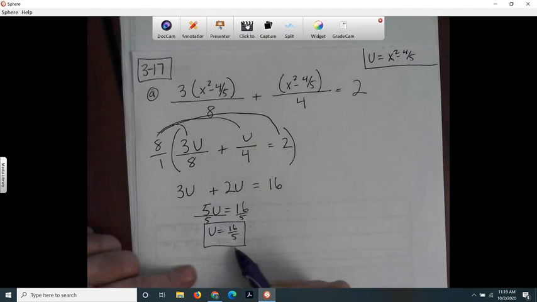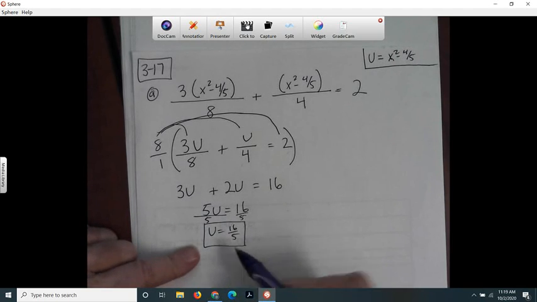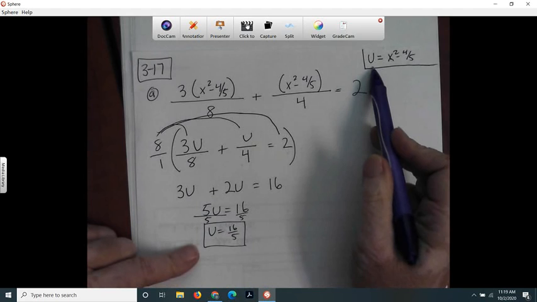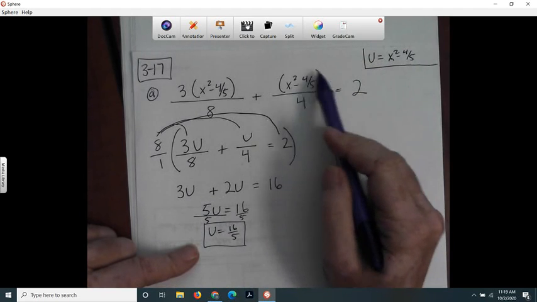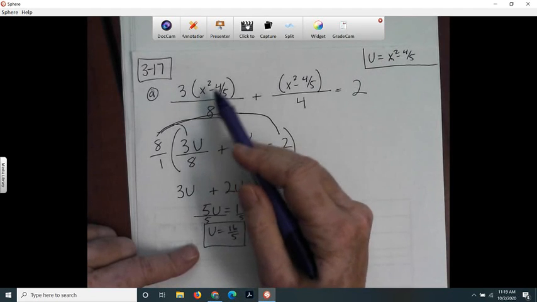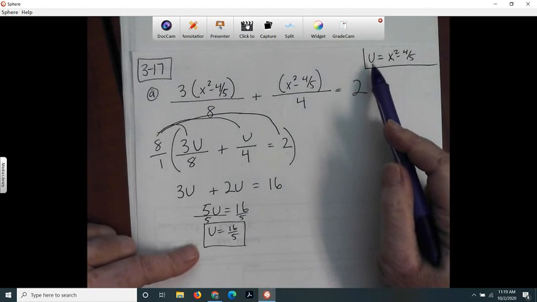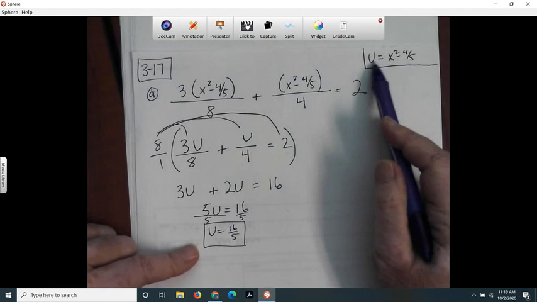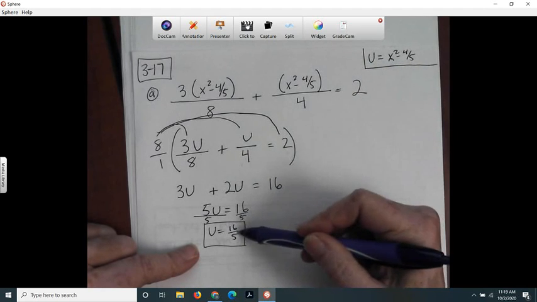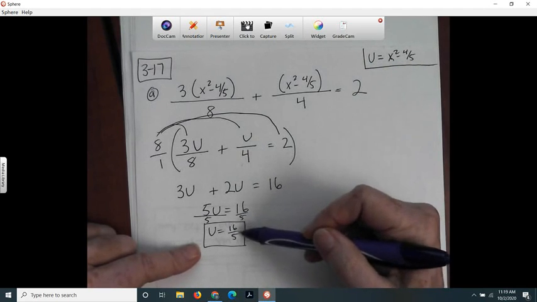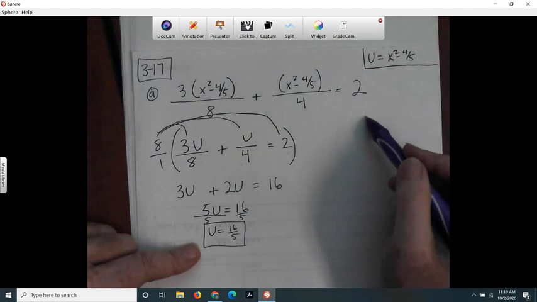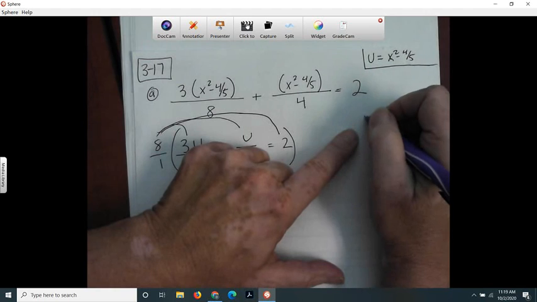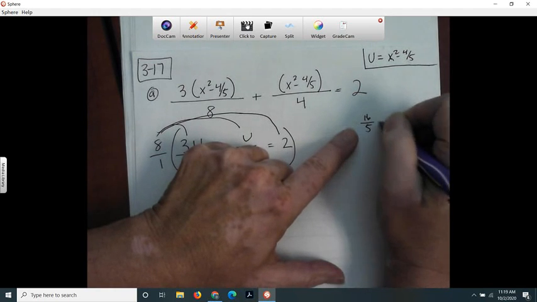So I'm going to go back up to my original, whatever it was that I decided to use as U. I'm going to plug that in. So I'm plugging 16/5 in right there for U. I'll do it right here where I have more room. 16/5 equals x squared minus 4/5.